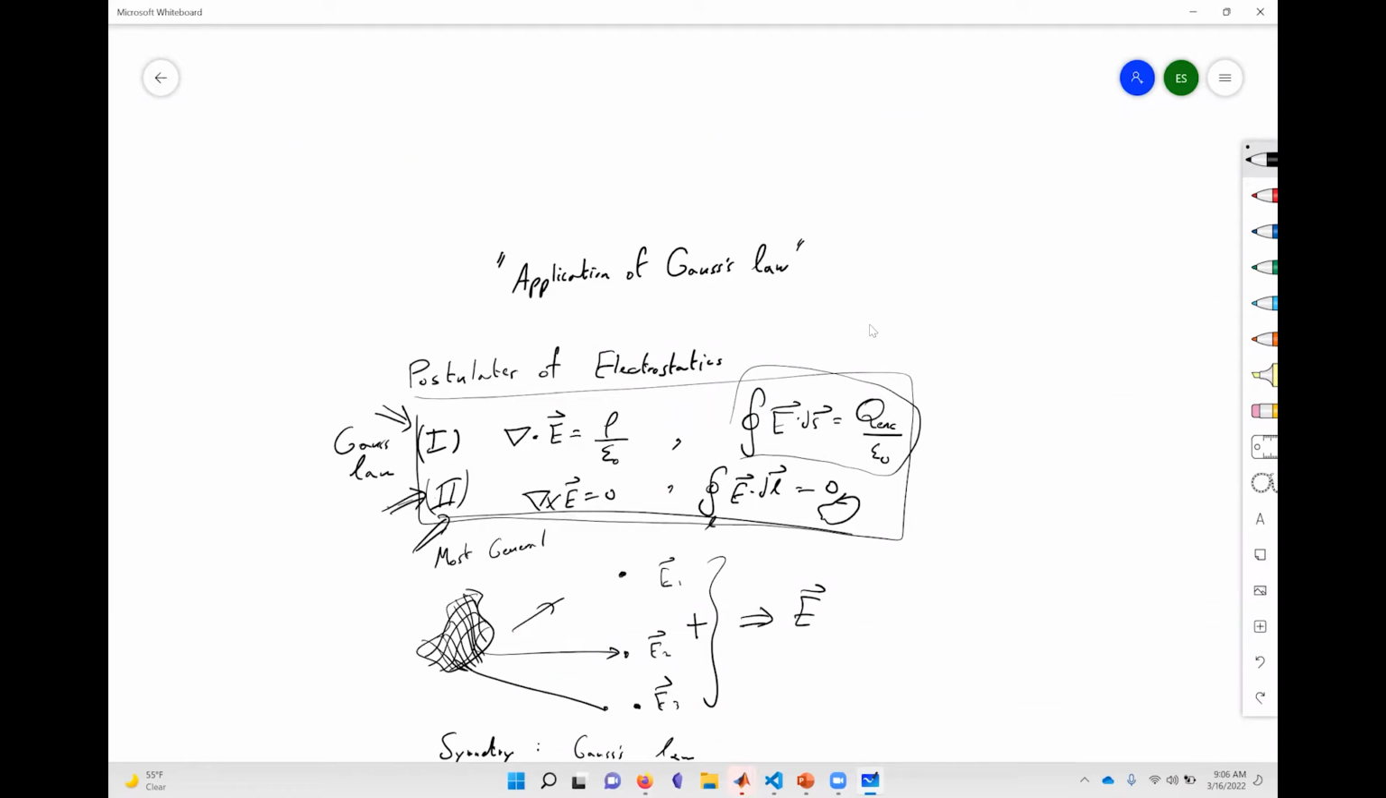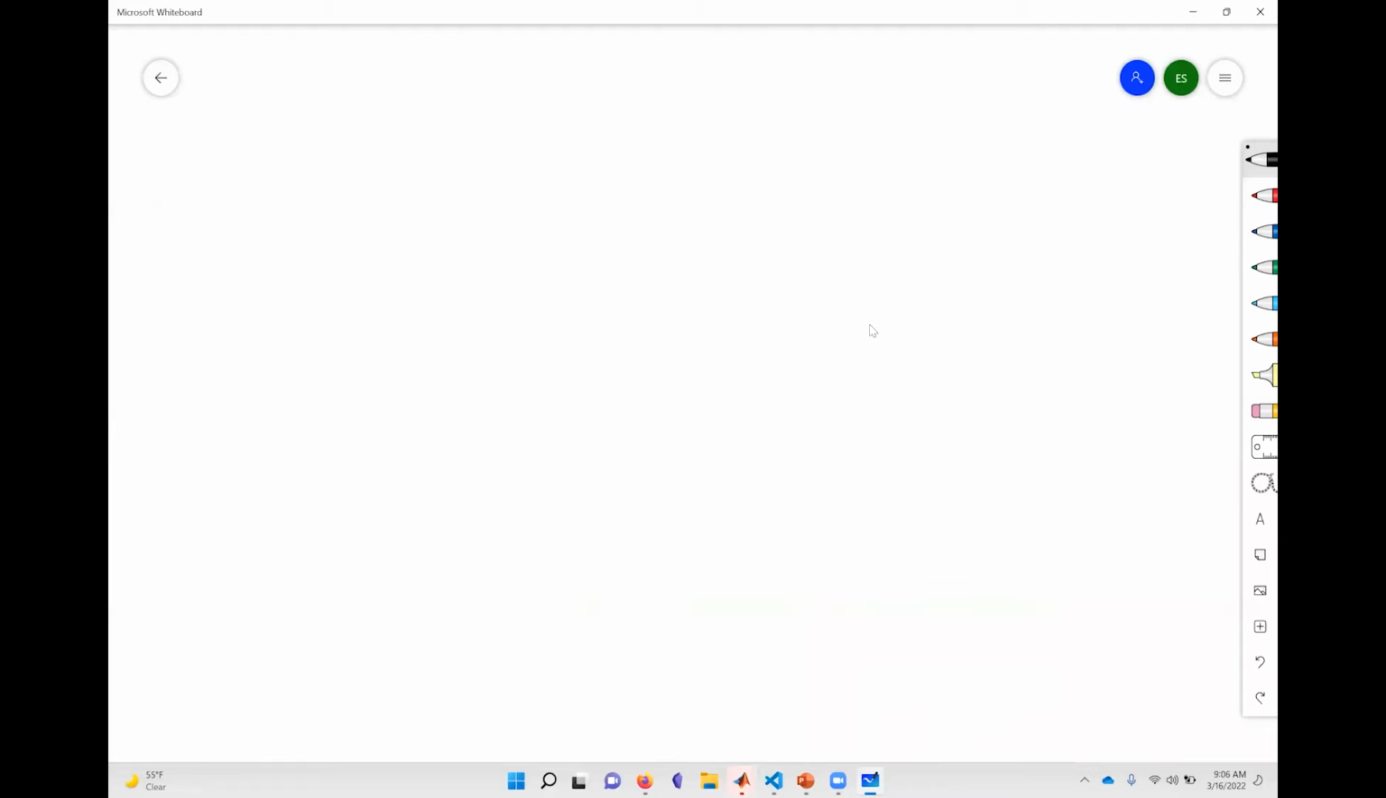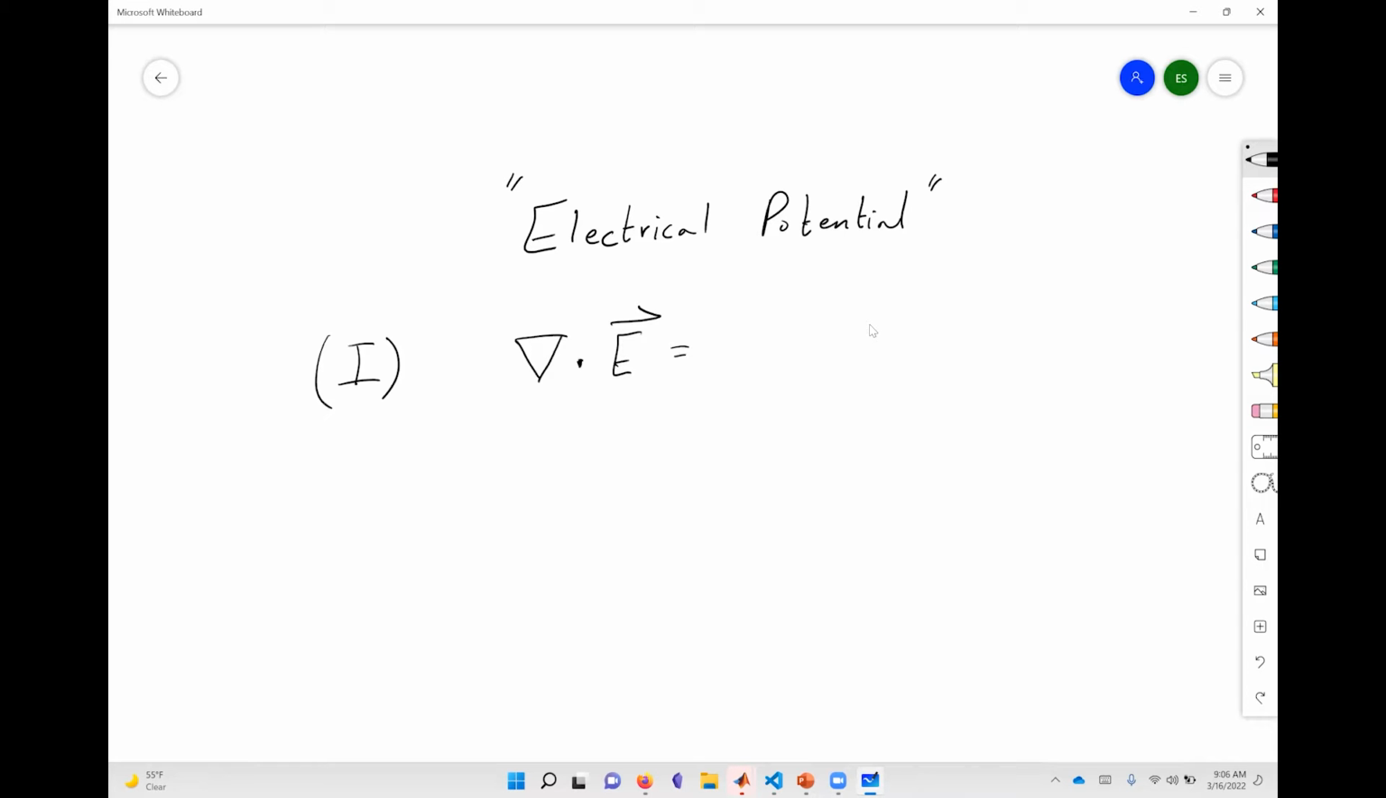So we started talking about the electrical potential. We introduced a new scalar field called the electrical potential. The idea is that from the two postulates of electrostatics, we have Gauss's law, divergence of E. Remember, divergence is the way a vector field compresses or expands. That's related to the charge density over epsilon naught.